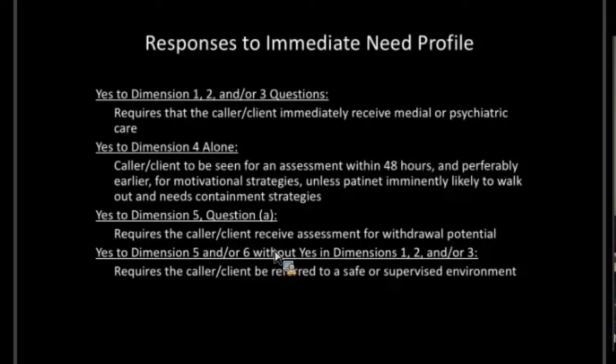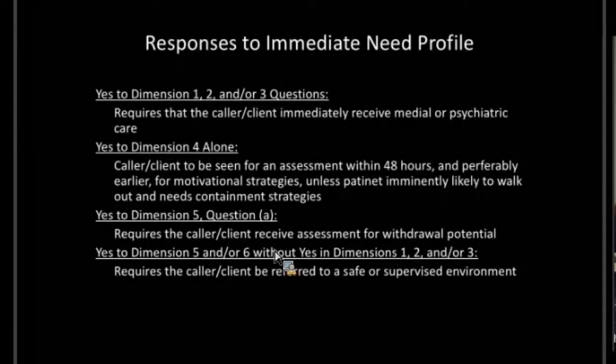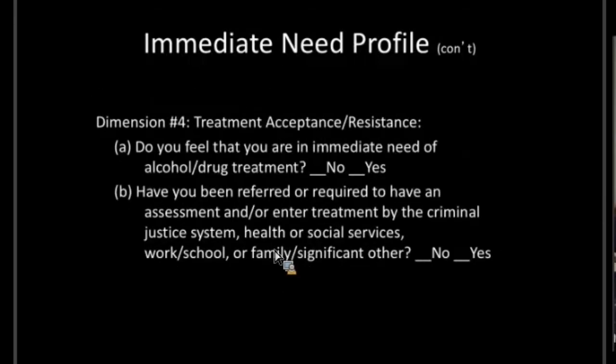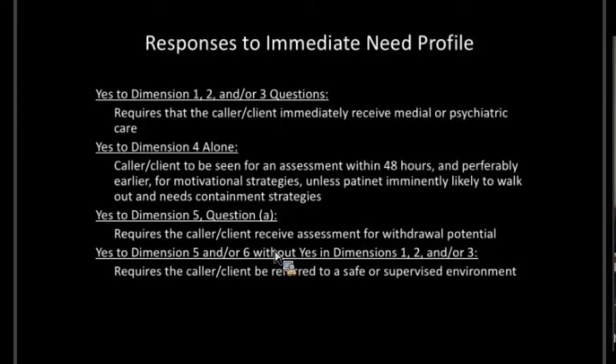And then within dimension 4, do you feel you're in imminent need of alcohol or drug treatment? Have you been referred or required to enter treatment? Those are the things that allow us to get at this imminent need. Are you currently under the influence? Are you likely to encounter dangerous behavior with your use? How about people around you? Are people around you threatening your safety, your well-being, your sobriety? Those kinds of questions.